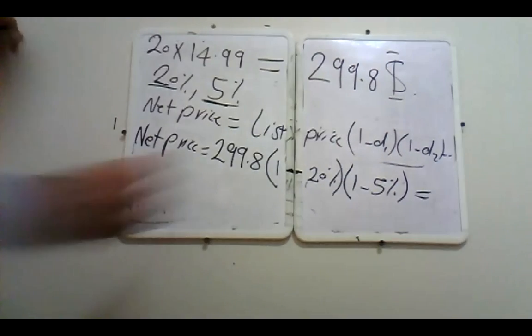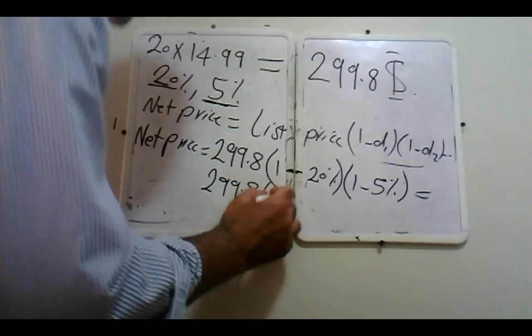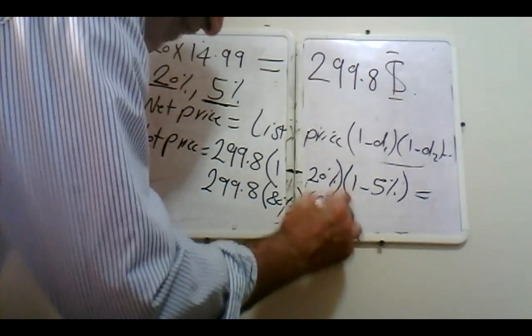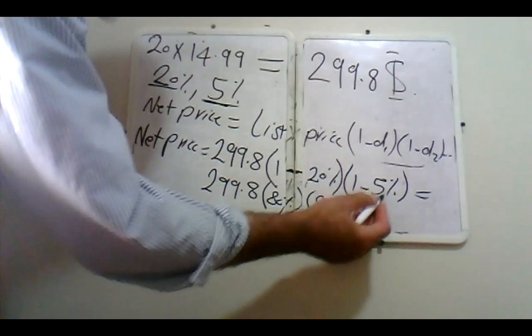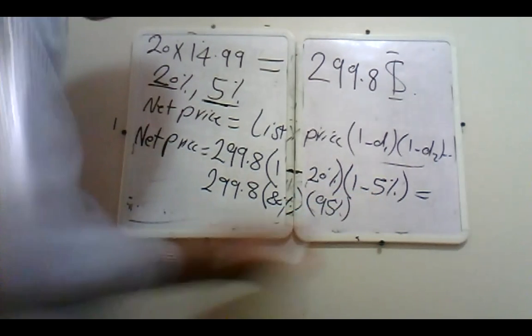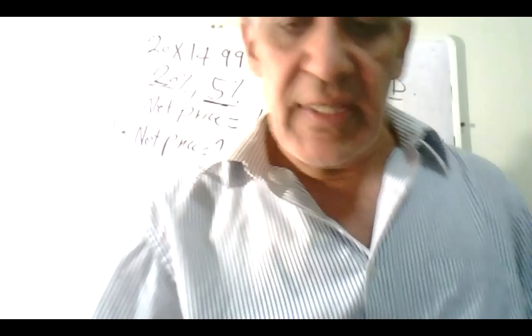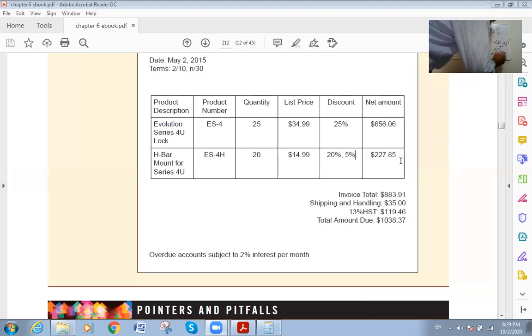equals 299.8 multiplied by 80% multiplied by 95%. 1 minus 20% is 80%, and 1 minus 5% will give me 95%. This will give you the final number, which you will find here, 227.85. Try it with your hand, you will find the same results.